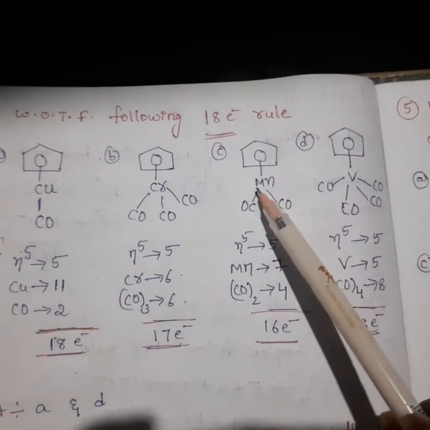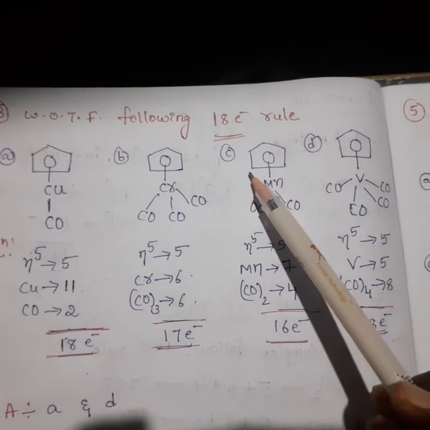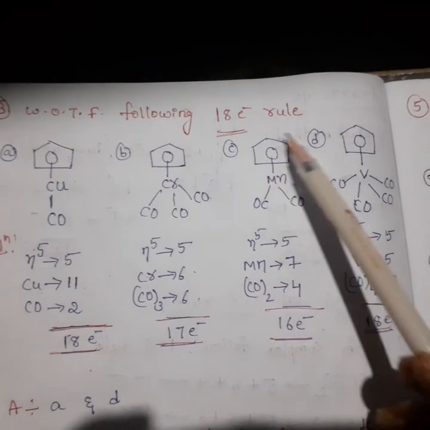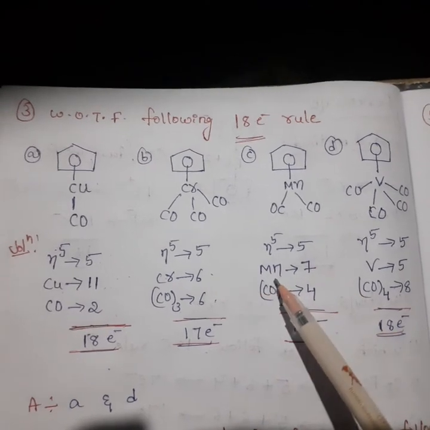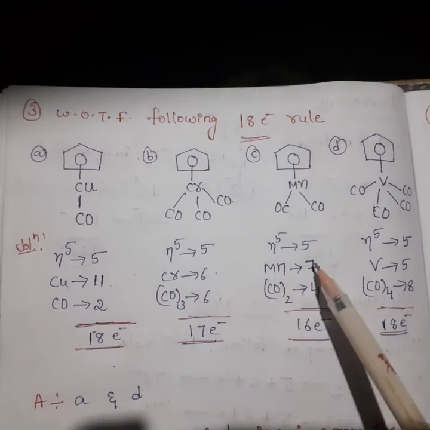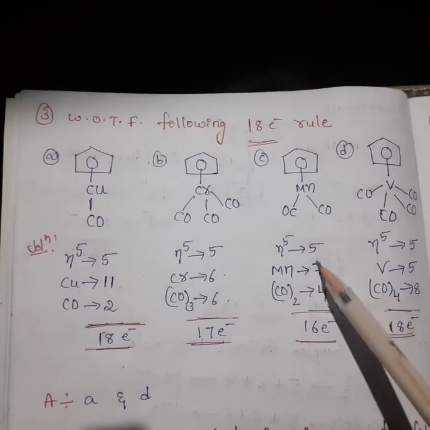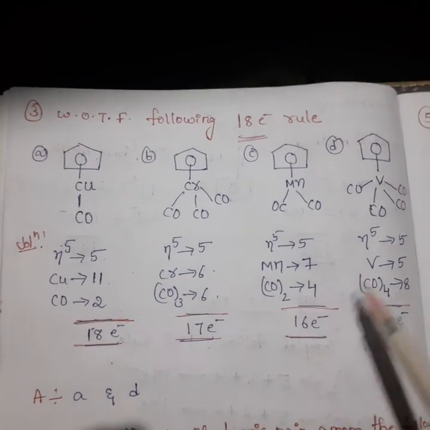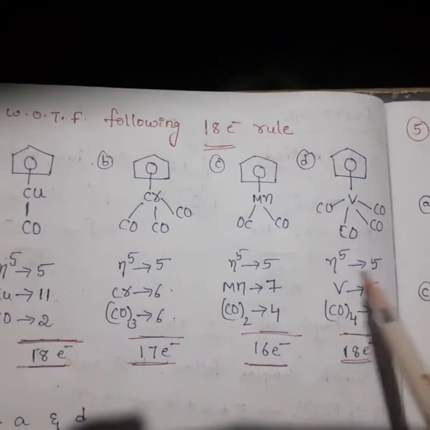Next. So here also the same thing. Manganese is attached to this circle. So here we have to count the number of atoms: 1, 2, 3, 4, 5. So here the hapticity is 5. Manganese, so valency electrons present in the manganese is 7. Next carbonyl 2 times, so 4. So if we count this, we will get 16 electrons. Next, fourth option. Here also the hapticity is 5, friends.